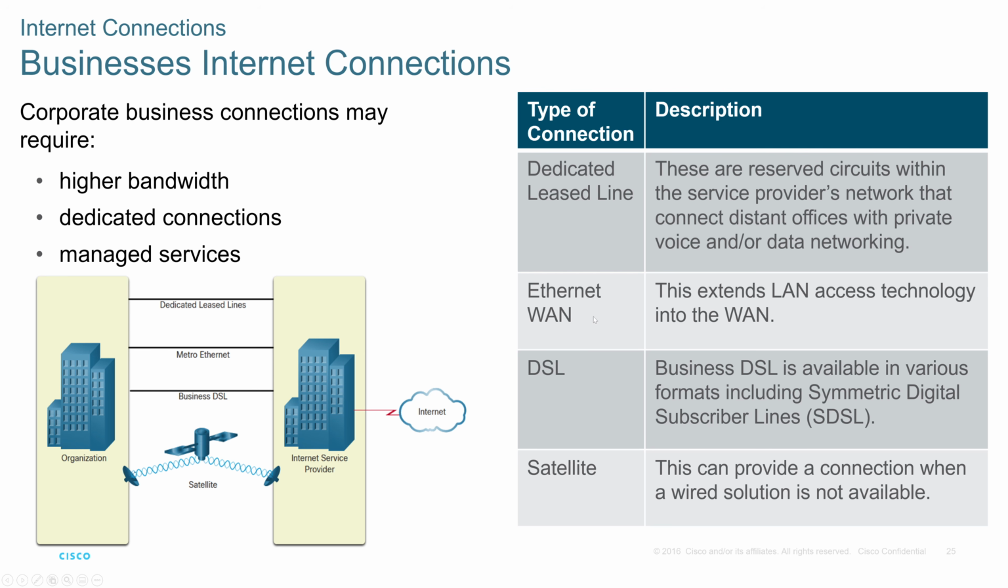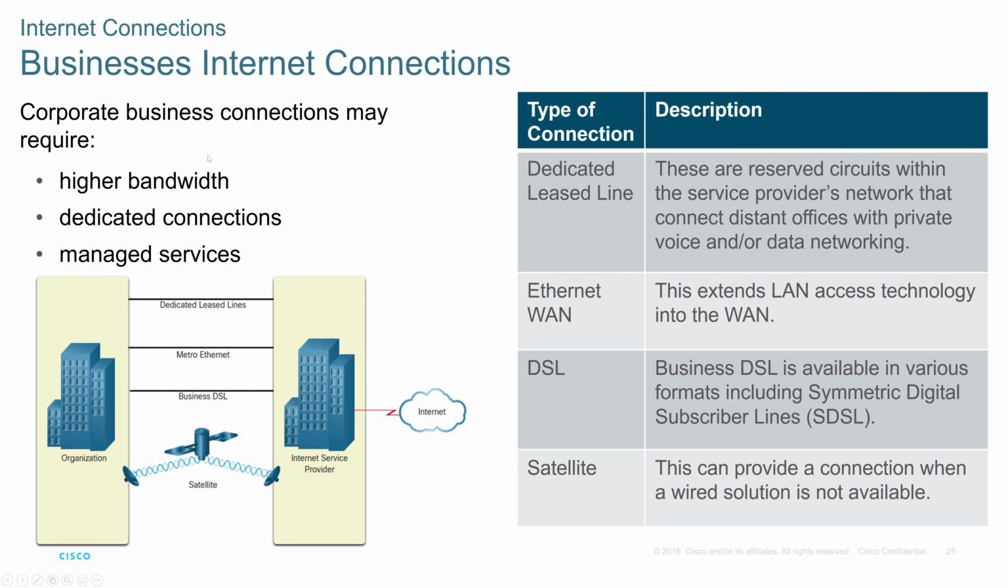Then we have the Ethernet WAN, which extends the LAN access technology into the WAN, allowing communication between two different sites belonging to the same organization, for example. Business DSL is also an option, which allows symmetric digital subscriber lines, which is SDSL systems, to communicate business data between different sites. And finally, we also have satellite, which also provides a very good connection where it is needed or required due to remote locations.